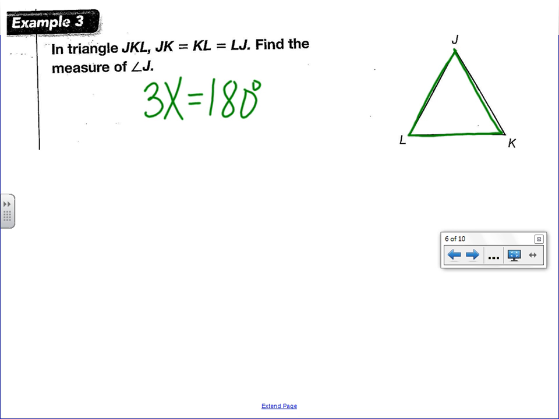Now, 3 is being multiplied by x. I want to get x by itself, so the opposite will be to divide by 3. What I do to one side, I must do to the other. 3 and 3 will cancel, leaving me with x equals 60 degrees. Final answer.